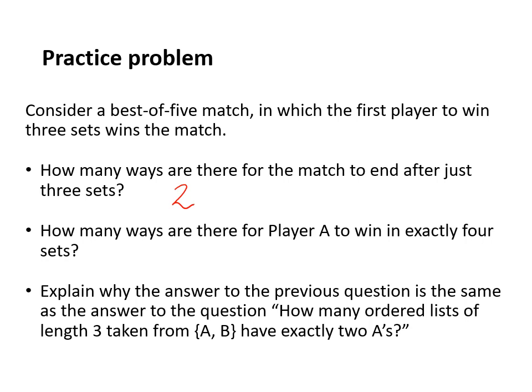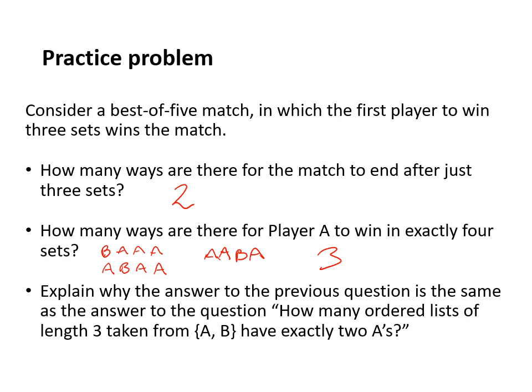Well, let's think about this. So player A has to win 3 out of these 4 sets. So it can be B, A, A, A, or A, B, A, A, or A, A, B, A. So there are 3 different ways for player A to win in exactly 4 sets.